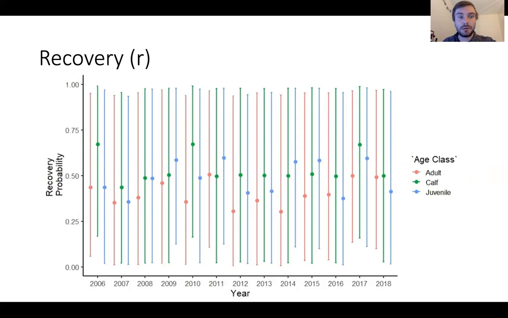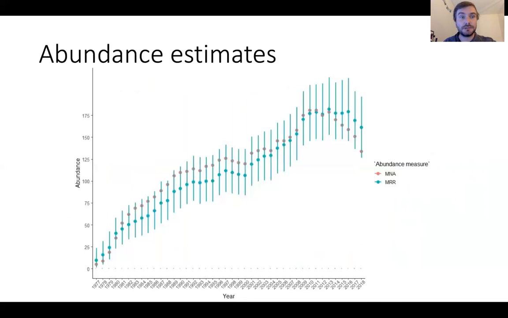And recovery probability is quite variable due to the small sample sizes that we have for recovered individuals. It makes it quite hard to determine the probability of recovering an individual in a given age class, as you can see by the large credible intervals here. Though this information does help inform the survival estimates for this population.